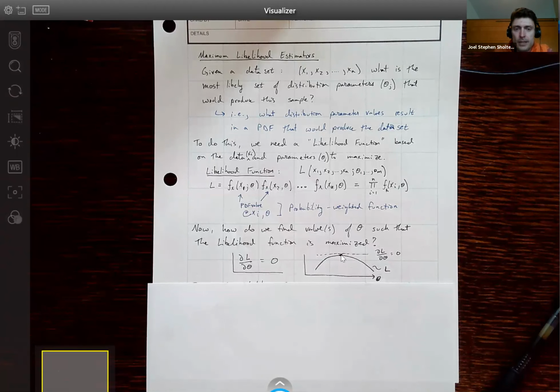If this likelihood function looks like some sort of parabola, it's going to have a maximum value, a peak. Our derivative will be 0 at that maximum value. We'll evaluate that function for different values of theta. This is theta right here. So for different values of theta, we find a theta value that maximizes the function.